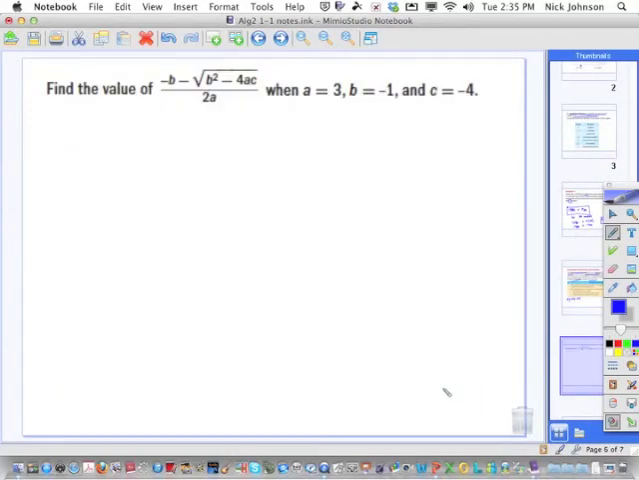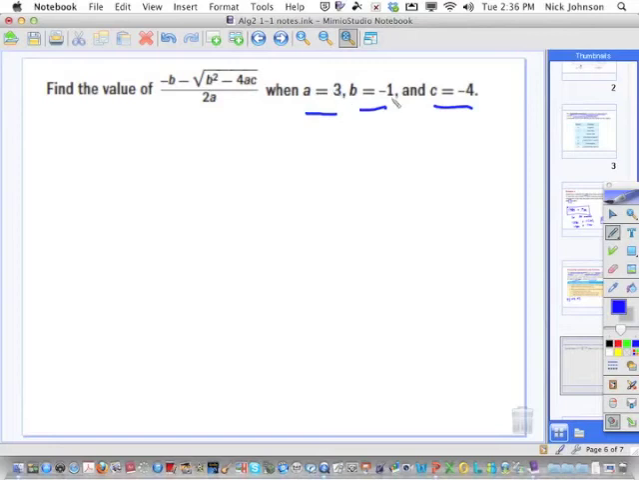Let's look at this problem. It says find the value of this expression, negative b minus the square root of b squared minus 4ac all over 2a. Now, some of you should be familiar with that, it is part of the quadratic formula. It gives us the negative value. Remember, the quadratic formula is going to have a plus minus sign. This just has a negative sign. But they want us to find the value when a equals 3, b equals negative 1, and c equals negative 4. So this is my expression.